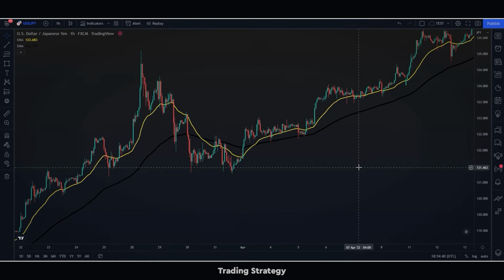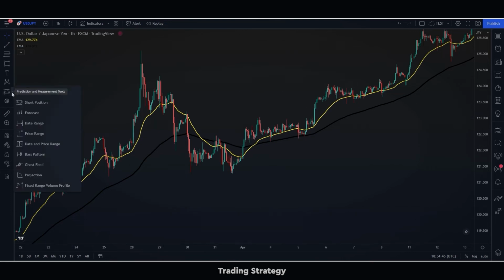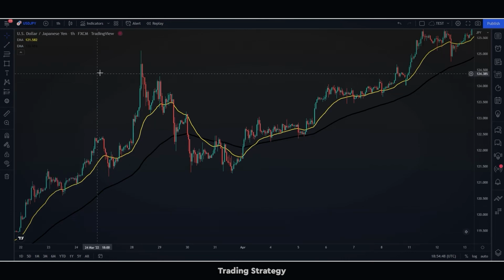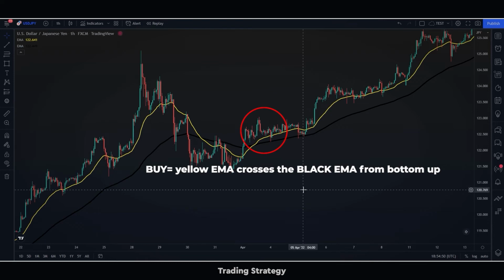To carry out a buy operation, we will have to wait for the yellow EMA to cross the black one from the bottom up. At that time, we will execute the buy operation. We will put our stop at 50 pips if we are using the 1-hour chart and at 100 pips if we are using the 4-hour chart, and a take profit of 2 to 1, that is, twice our stop loss.